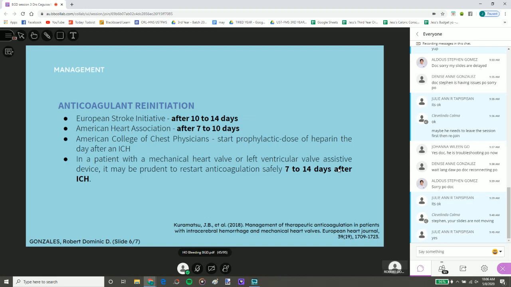For the American Heart Association, we can reinitiate 7 to 10 days after developing ICH. Then for the American College of Chest Physicians, they don't have clear guidelines on restarting warfarin. However, they noted that we must start a prophylactic dose of heparin the day after ICH onset. Okay, so we have here another specification for those with mechanical heart valves, just like our patient who has a left ventricular valve. So it is prudent to restart anticoagulation safely after 7 to 14 days.